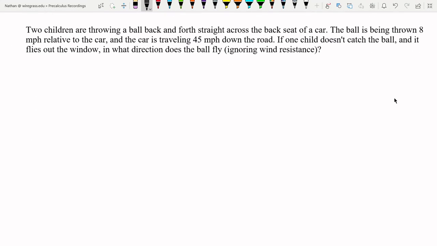Okay, two children are throwing a ball back and forth, and they sit in the back seat of a car. So they're kind of facing each other along the same line. The ball is being thrown 8 miles per hour relative to the car, and the car is traveling 45 miles per hour down the road.